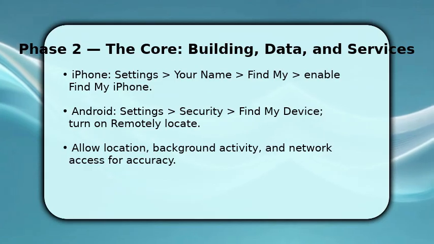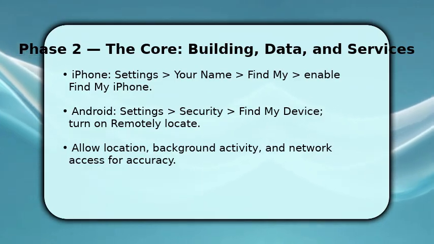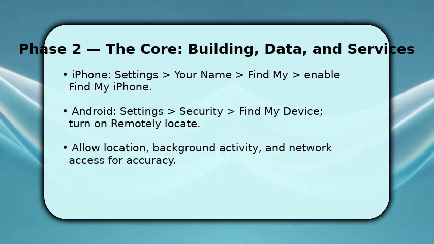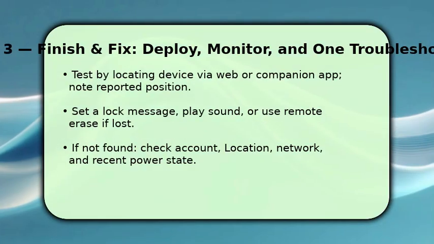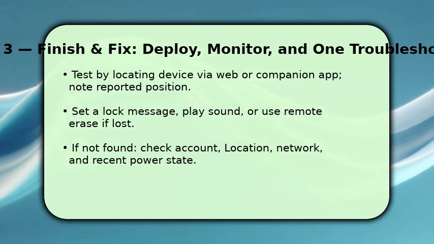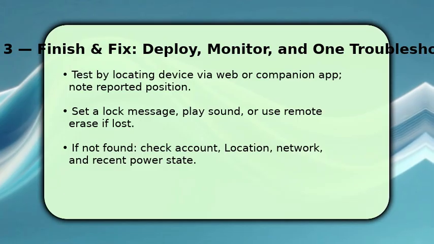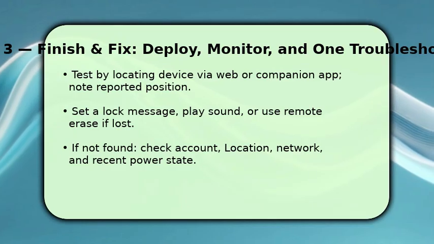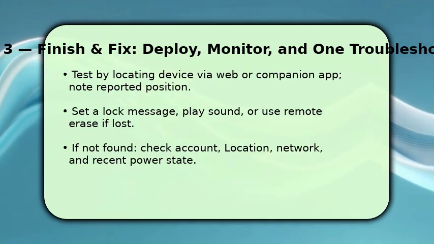Make sure location permission and background activity are permitted so the service reports position even when the app isn't open. This improves accuracy and response. You should verify the setup immediately. Open the companion app or website and locate the device so you confirm position and controls work. Once verified, set a lock message or phone number and try play sound, lock, or erase to learn the options.